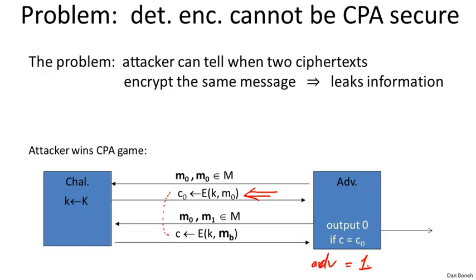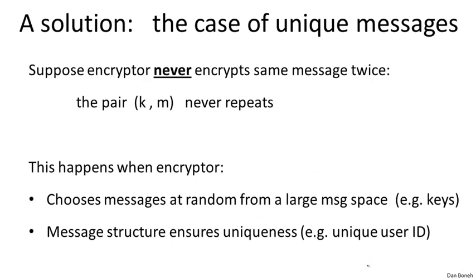Okay, so this is just a formal way of saying that the attacker basically learns more information about the plaintext than he should. So the question is, what do we do? And it turns out the solution is basically to restrict the type of messages that can be encrypted under a single key. And so the idea is to say that suppose the encryptor never encrypts the same message under a single key. In other words, the message key pair is always different and never repeats. So that for every single encryption, either the message changes or the key changes, or both change.